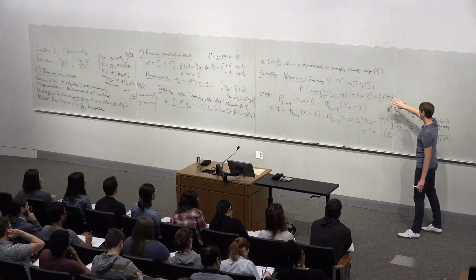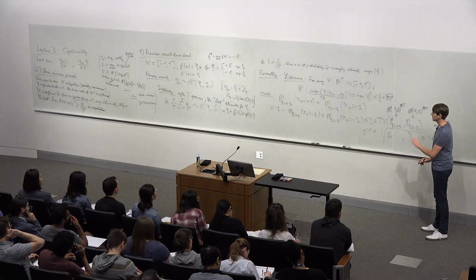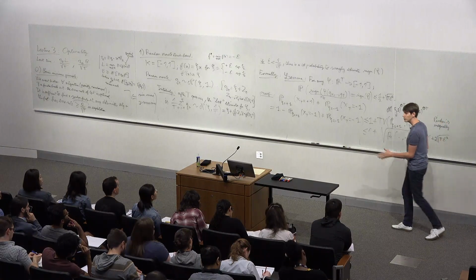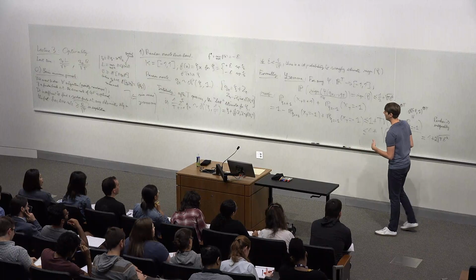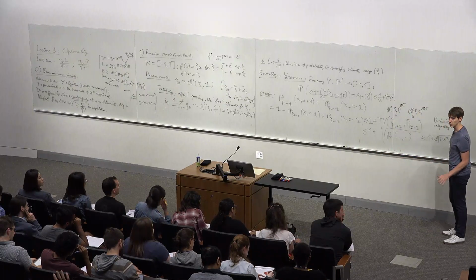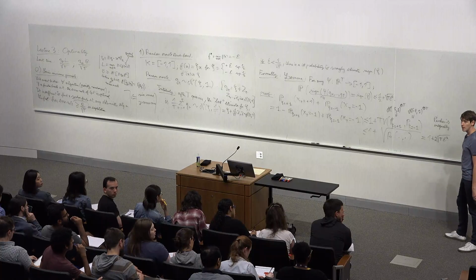Okay, so that's the end of the formal proof. That shows that we cannot improve the 1 over square root t rate with a random oracle under those assumptions. Yes? What is it?